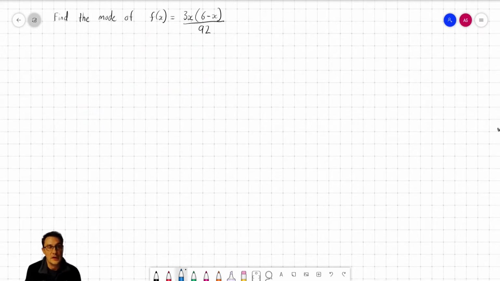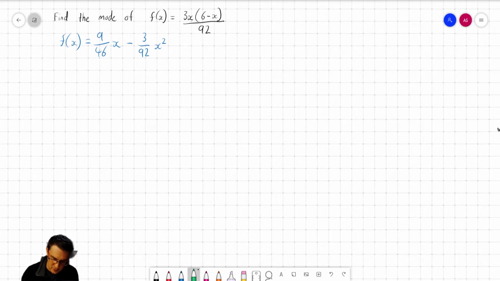Now, here's our example, and we're asked to find the mode of f of x equals, divided up as a fraction, on top we've got 3x open bracket 6 minus x close bracket, and that is all over 92. First thing I want to do here, because of the way it's set out, is expand these brackets and simplify it just to break it down. When we do that, it's going to make it a bit easier for us to work out the other parts. We're going to have f of x equals 9 over 46 x minus 3 over 92 x squared.